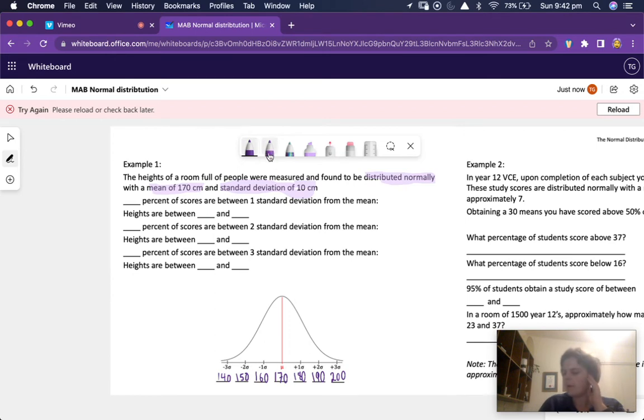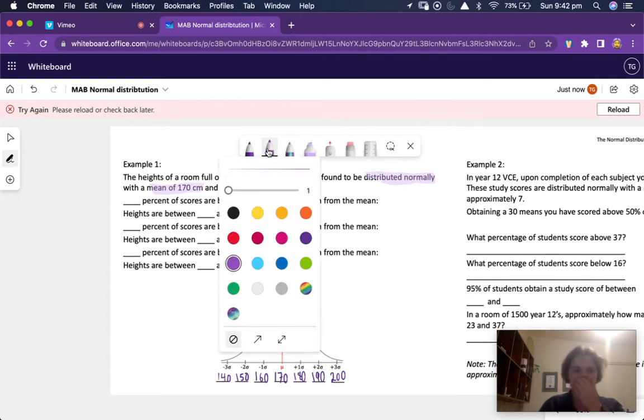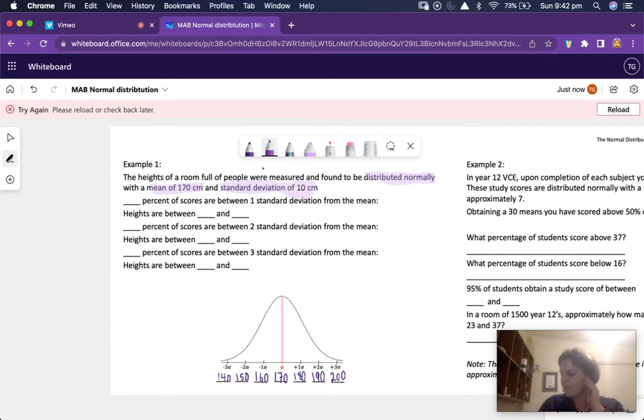Now we also probably want to go ahead and draw in what we know. So let's jump into it. It's asking us how many percent of scores are between one standard deviation from the mean. Hopefully we wrote down our rule. That is 68%. We remember that from our rule.